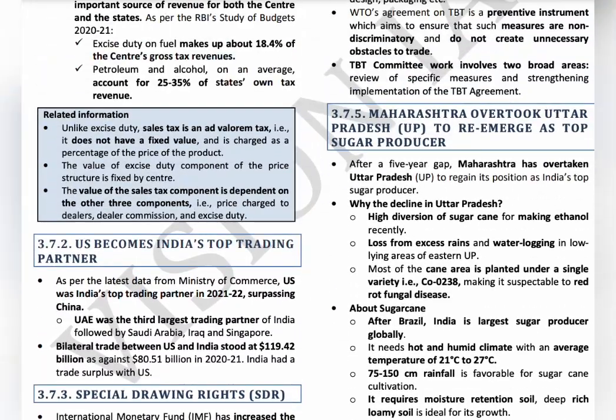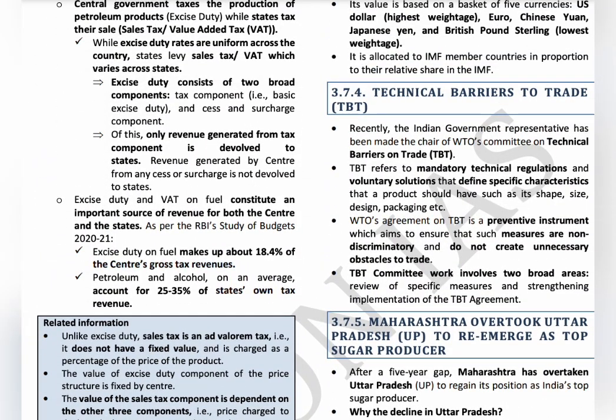And the next topic is technical barriers to trade, TBT. It is one of the instruments of World Trade Organization to make trade easy. So technical barriers to trade is used as an instrument to resolve all the technical issues in trade. So Indian government representative was made the chair in the TBT committee.